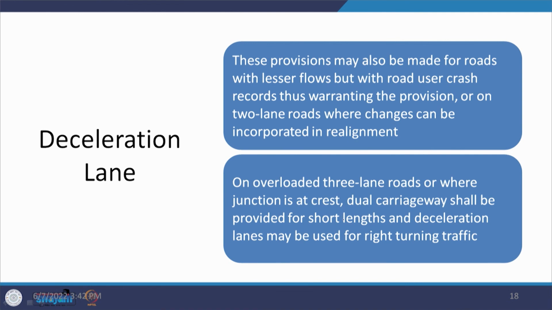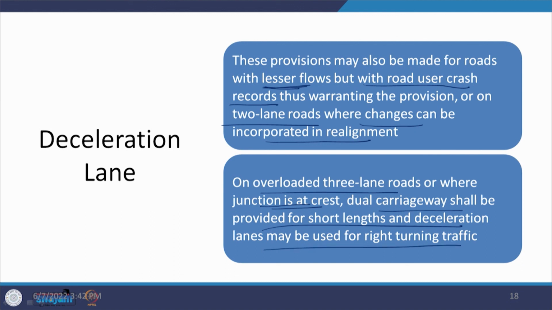Now, provisions may also be made for roads with lesser flows, but with road user crash records thus warranting the provision. So, if the road is not of that high quality and does not have that amount of flow, but there are a lot of crashes, and the type of crashes have been identified as those involving turning and side swipes, etc., then we should go for it. Or in the case of 2-lane roads, where the changes can be incorporated in the realignment. Then in the case of overloaded 3-lane roads, or where the junction is at a crest, the dual carriageway shall be provided for short lanes, and deceleration lanes may be used for right turning traffic.